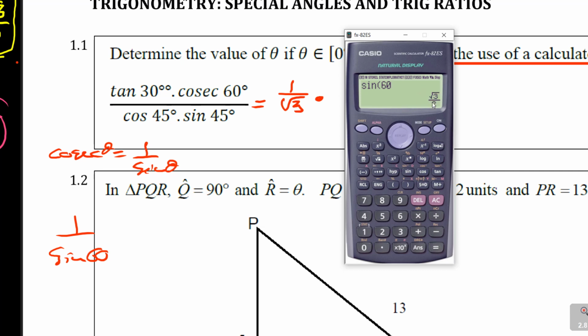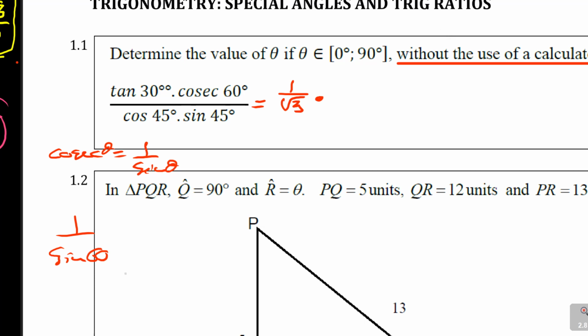You see, it's root 3 over 2. You see the right one? So if sin 60, this is the best thing to use. Sin 60 is root 3 over 2. Then you say, therefore, cosec 60 is equal to, you invert it, which is 2 over root 3.